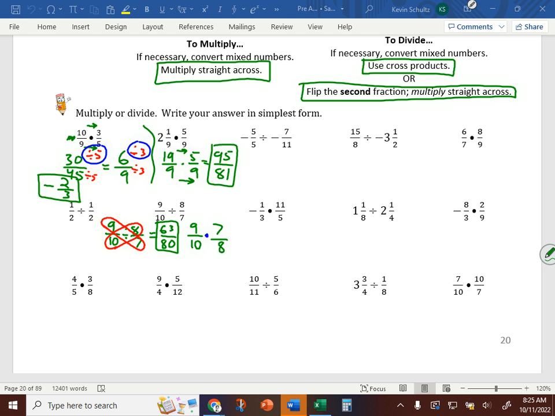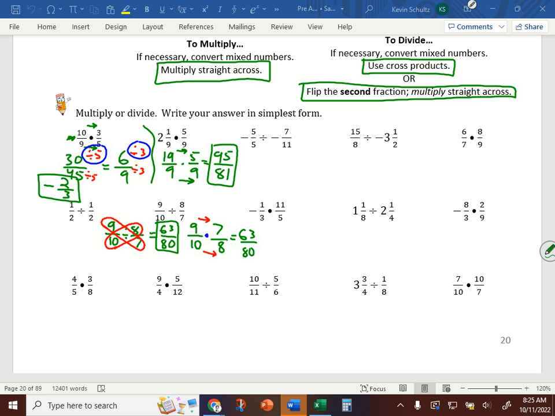Flip that second fraction and multiply. The reason why that works is because now that we're multiplying, we go straight across. So we end up multiplying 9 by 7 anyway, just like we did using cross products. It's the same thing, really. We end up multiplying 10 times 8 anyway, just like we did in the first example. Okay? So we still end up with 63/80ths as an answer.